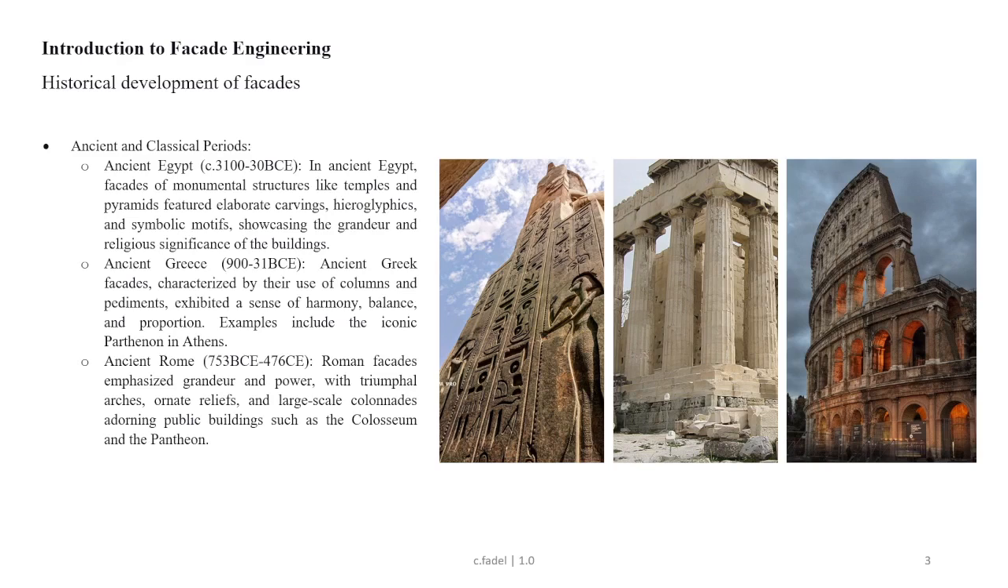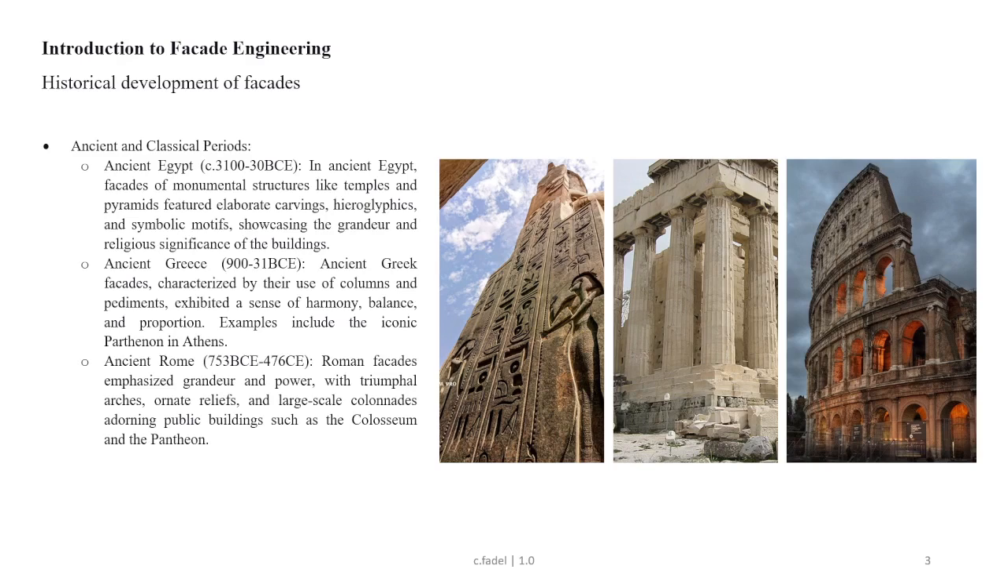So, delving into the historical development of facades, let us discuss the ancient and classical periods of building that deal with facade design and engineering. In ancient Egypt, for example, which is from 3100 to 30 BCE, the facades of monumental structures like temples and pyramids featured elaborate carvings, hieroglyphics, and symbolic motifs showcasing the grandeur and religious significance of the building.